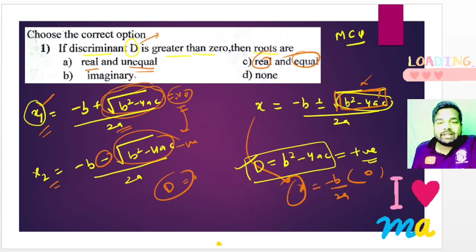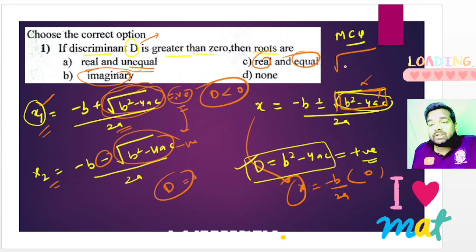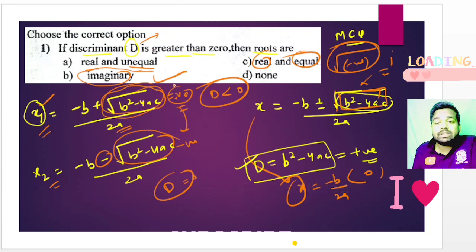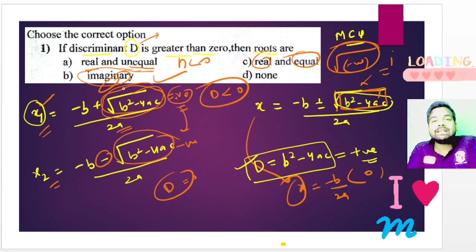Now here one more concept we can gain: how the roots become imaginary. Suppose D is less than 0, it means that the value under the root is negative. It means that it becomes a complex number. So if D is less than 0, then the roots become imaginary. These three concepts are very important to understand the topic of quadratic equations. I think everybody got the concept about the determinant, how the roots become real and unequal, real and equal, and imaginary.